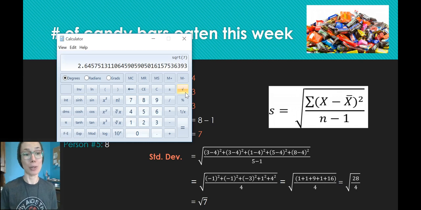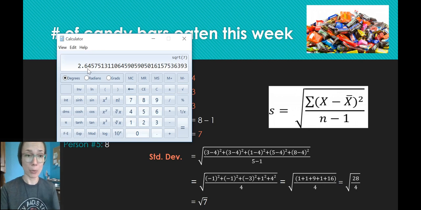I would not go more than 2 decimal points, so we're going to round to 2 decimal points. So how would I round this into 2 decimal points? See if you know that already. So I'm not going to just say 2.64.